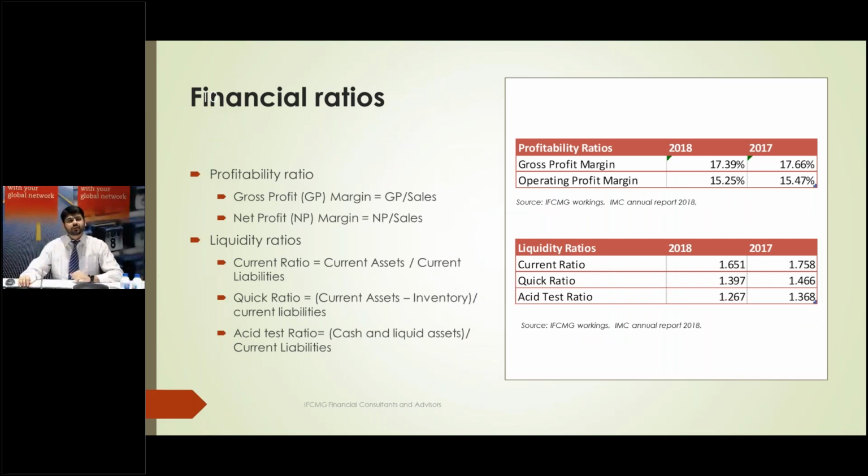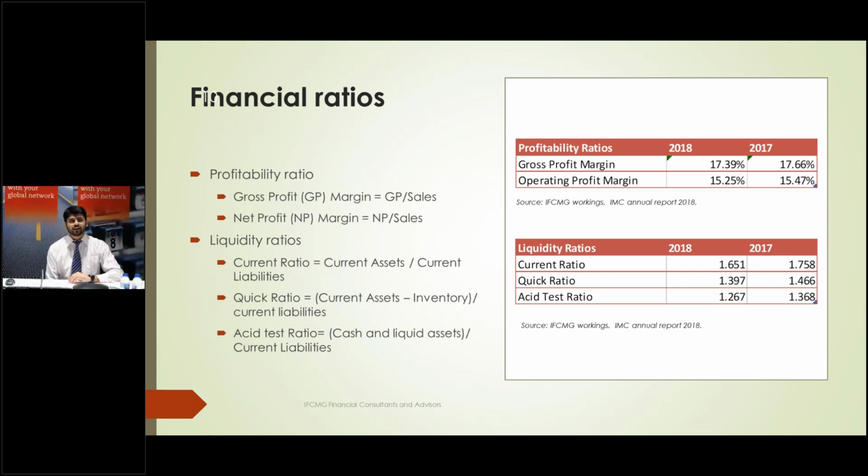So here we have a brief recap of the ratios. Profitability ratio. We've taken just two main profitability ratios: GP margin, which is calculated by gross profit upon sales. Further, we have net profit margin, which is calculated as net profit upon sales. And then we have liquidity ratios.